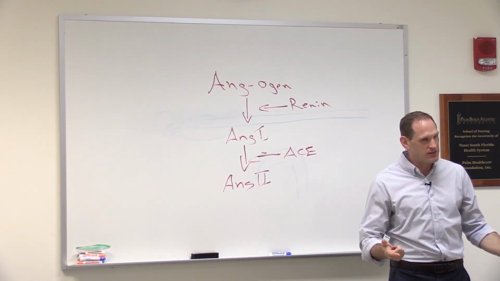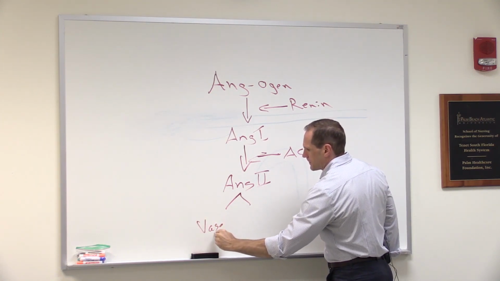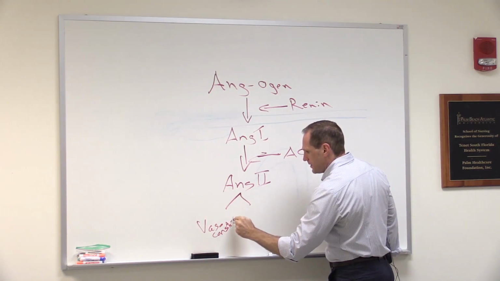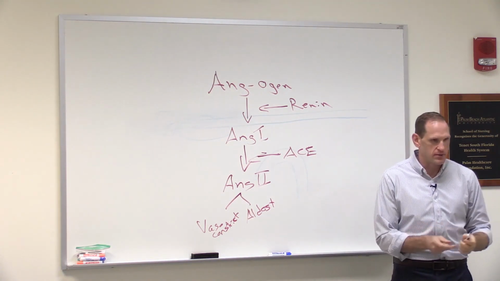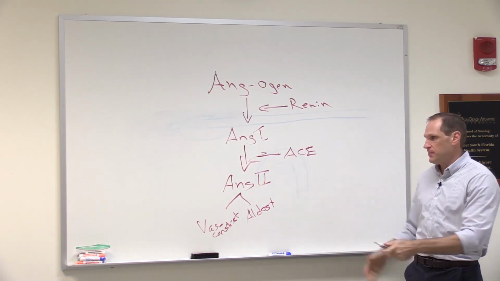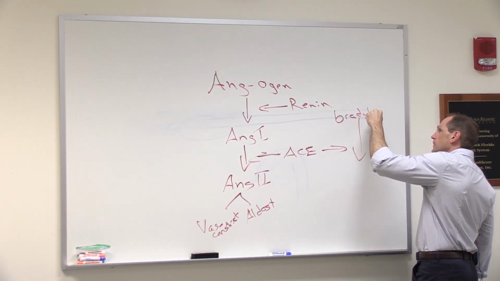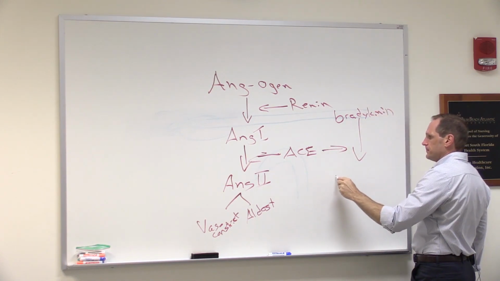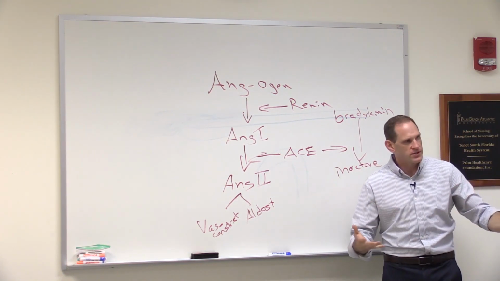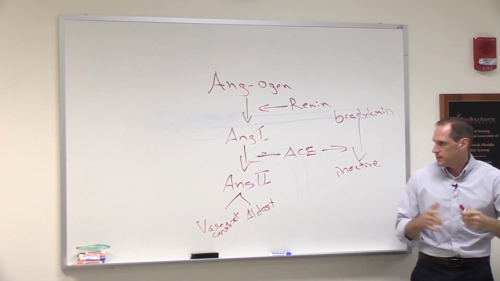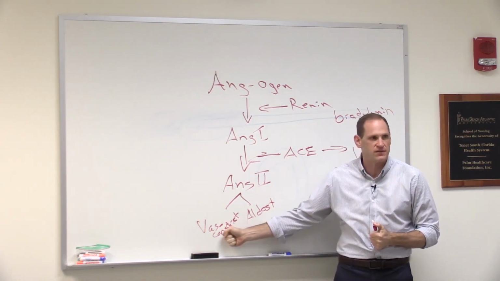Now, we've already talked about the effects of angiotensin 2, which are primarily vasoconstriction, which is going to directly increase blood pressure, and then secretion of aldosterone, which will indirectly increase blood pressure. At the same time, ACE also breaks down bradykinin. What is bradykinin? It's a vasodilator. So when we inactivate it, we're going to decrease vasodilation. So that's a kind of a double effect on vasoconstriction. One by inhibiting vasodilation, the other by causing vasoconstriction directly.